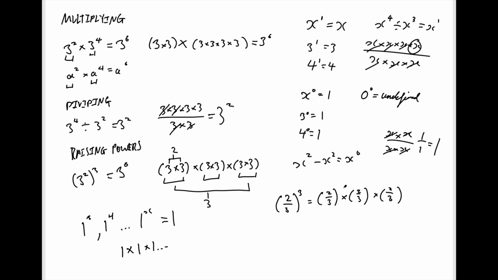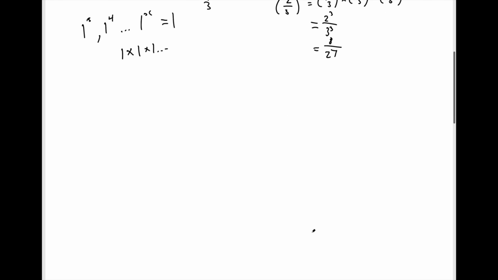And we know that when we multiply fractions, we multiply the top and bottom, right? So this is the same thing as this, which then is now 2 cubed over 3 cubed. And if you do want to expand this, this is now just going to be 8 over 27.